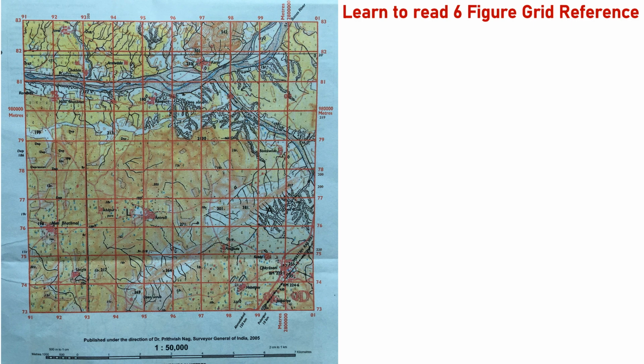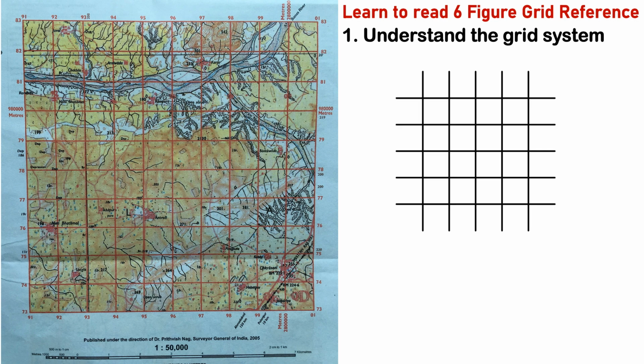To read a six-figure grid reference on a topographical sheet, you will need to follow these steps. 1. Understand the grid system. Topographical sheets use a grid system to divide the map into smaller sections. The grid is formed by horizontal lines called eastings and vertical lines called northings. Each line represents a specific interval, such as 100 meters or 1 kilometer.